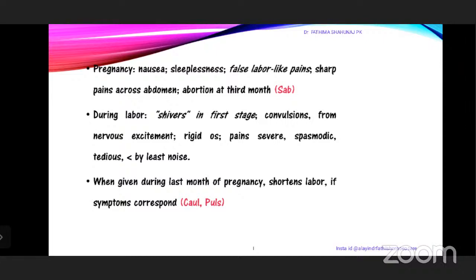And in the case of Caulophyllum, the labor pains are short, irregular and spasmodic, useless pain in the beginning of labor. As we see, this pain is mainly during the first stage of labor. The Actea racemosa pain is mainly due to nervous excitement, and in Caulophyllum the pain is mainly due to spasmodic affection. Okay, and it is the useless pain in the beginning of the labor.